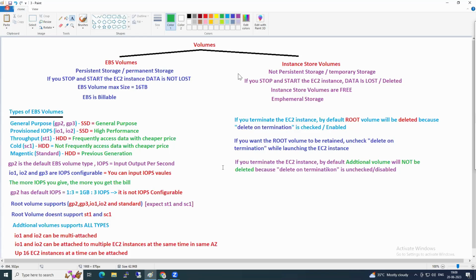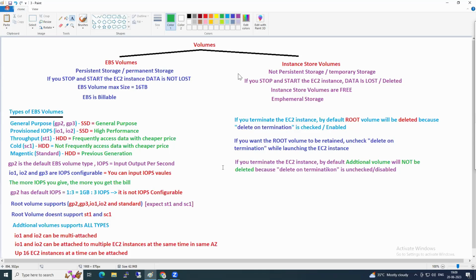There is a question. Let me read that question from here. You said the instance store volume is free, but there is no use. Did I say there is no use? Okay, because data is stored temporarily. So that's why.